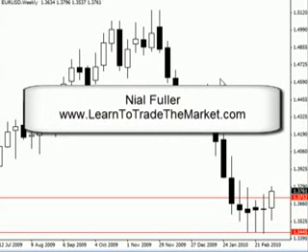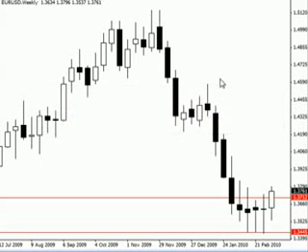Today we're touching on a simple subject using an anchor chart. The anchor chart is simply the highest time frame that we'll look at and then work down from there to gauge an opinion or make a judgment on the market's short-term direction.